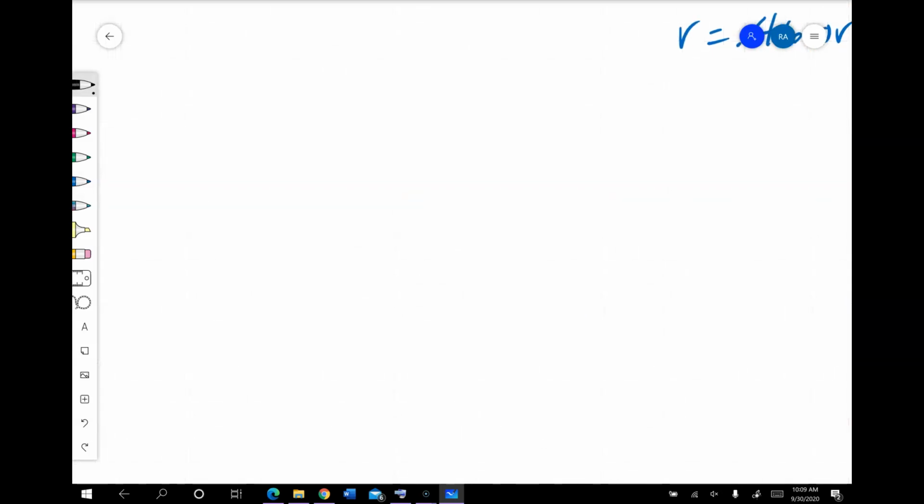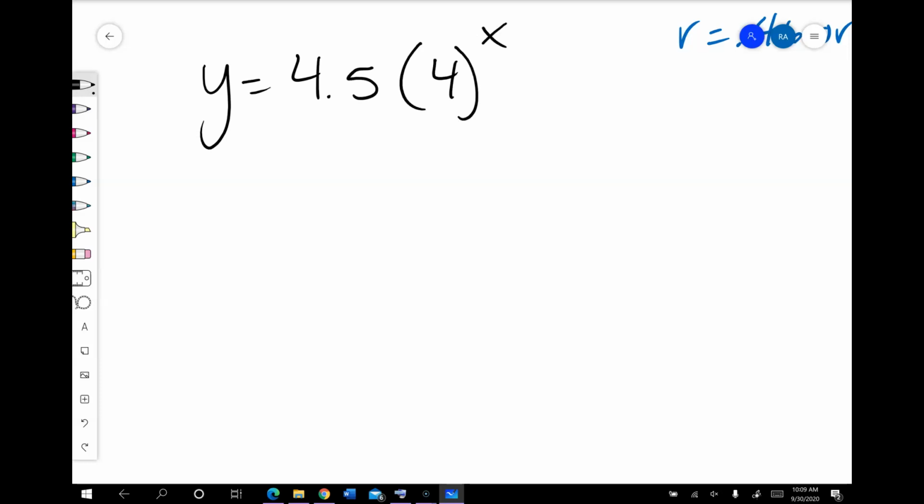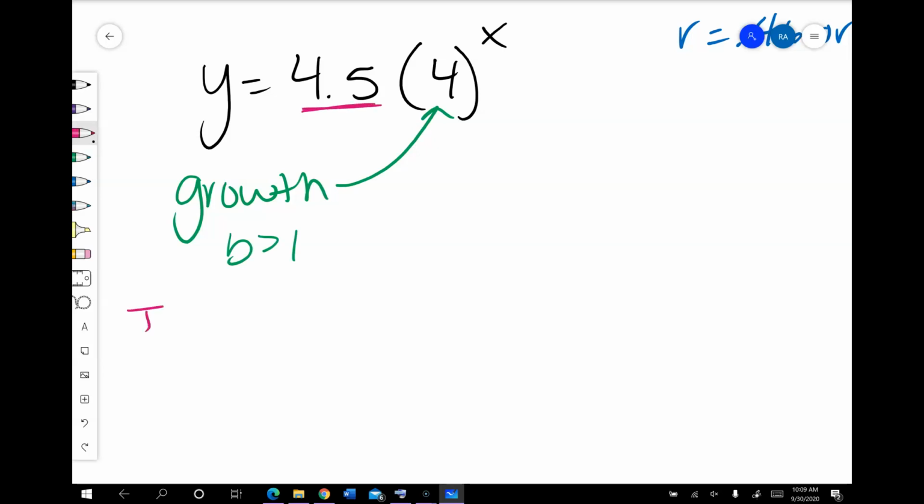The third one was y equals 4.5 times 4 to the x. Okay, so I want to know if this is growth or decay. Well, that 4 means that it's a growth formula. So this is growth because that b is greater than 1. My initial value is going to be your a value. So that's my initial value.